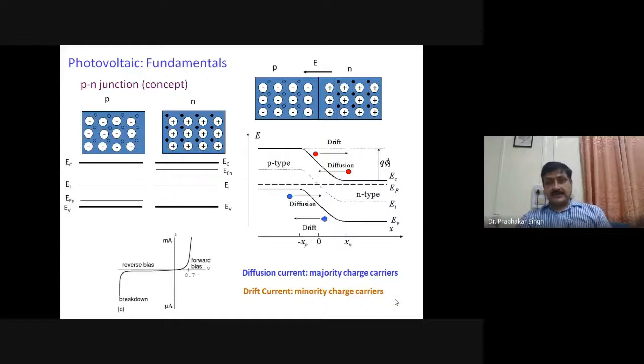But consider that there are holes on the n side as minority charge carriers, and there are electrons on the p side as minority charge carriers. Now, look at this E field, which is basically the depletion layer created. The minority charge carriers from the n side, when they come under the influence of this E field, will simply sweep to the p region. Similarly, the electrons in the p region will sweep to the n region. But this is not true for the majority charge carriers. Just keep this point in mind.